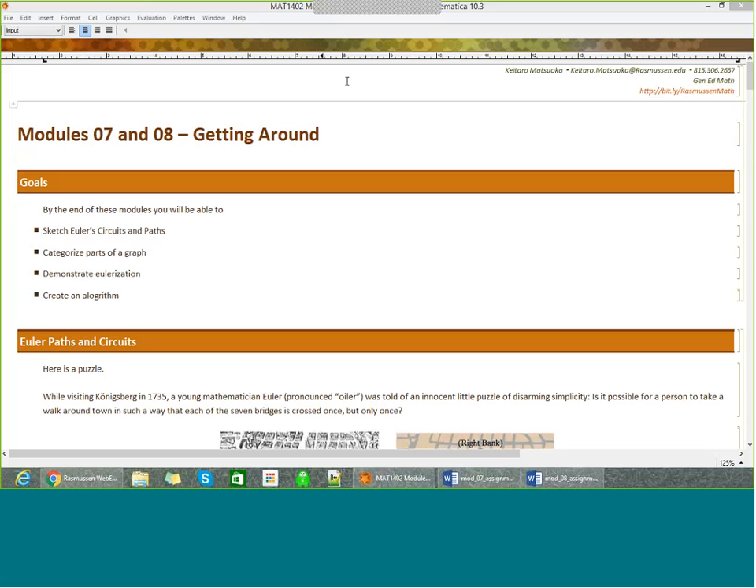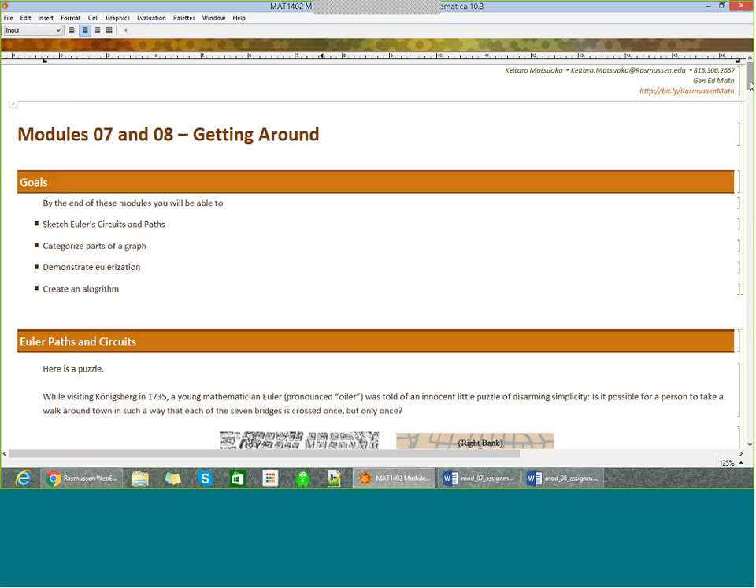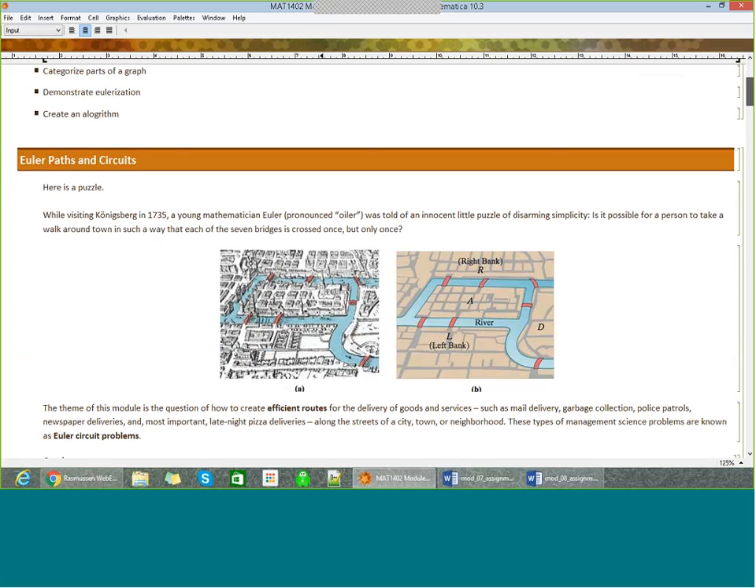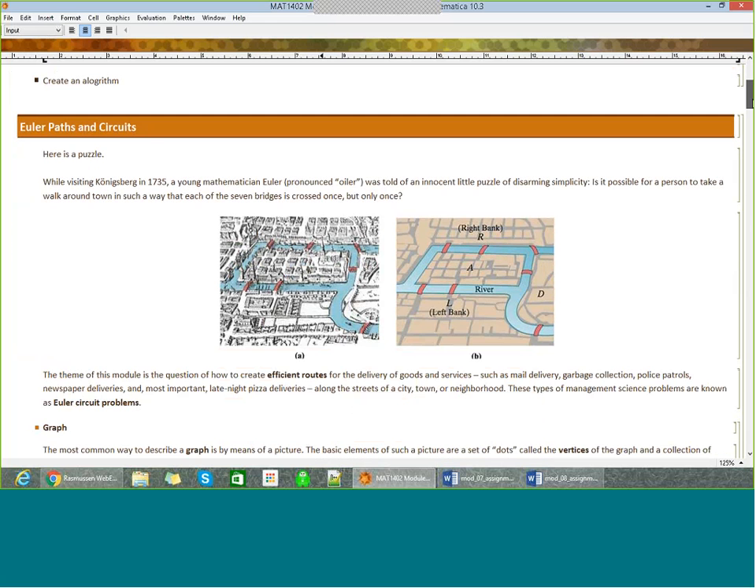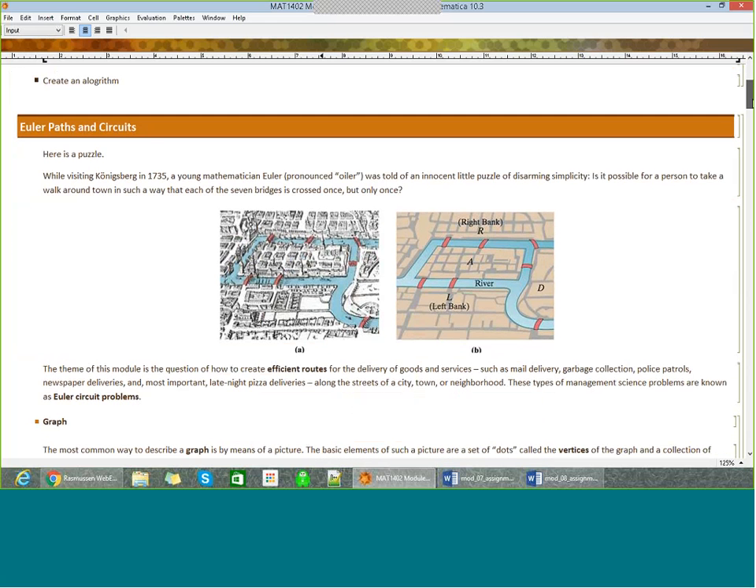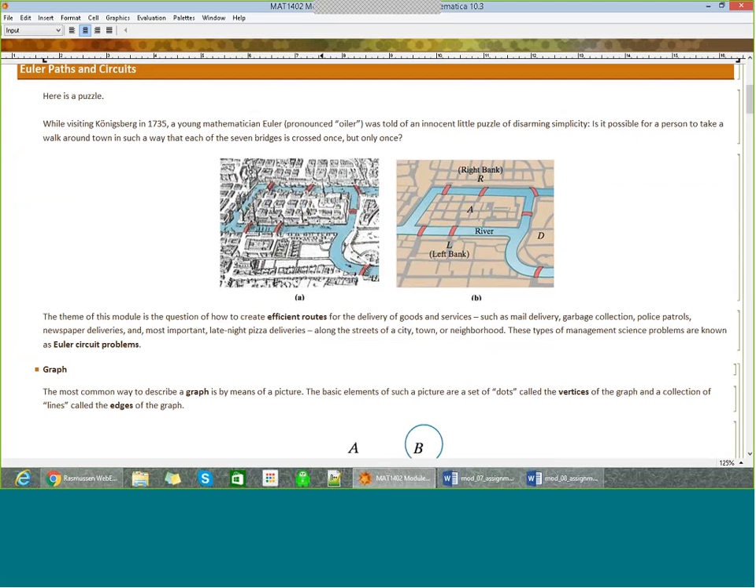Getting around. That's the topic for modules 7 and 8. So first, we're going to be learning about Euler's paths and circuits. It's spelled E-U-L-E-R, but it's pronounced Euler. Basically, in the getting around situation, the question is how do you optimize the path so that it has the least amount of work. It's called the efficient route.